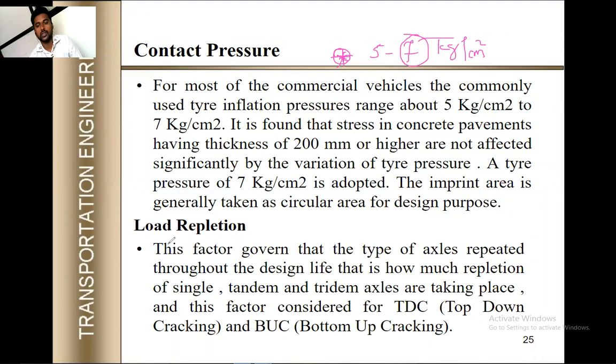Then the load repetition factor governs the type of axle repeated through the design life, that is, how much replication of the single, tandem. Single means only one axle is there. Tandem means two axles are there. Tridem means three axles will be there. The figures are also there, we will see them. We need to understand how much load, and depending on that load repetition, we need to design the single, tandem or tridem axle.